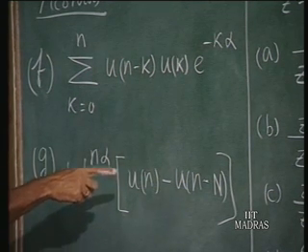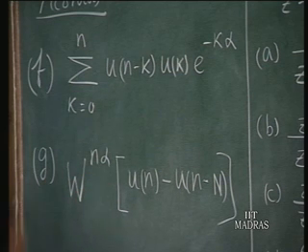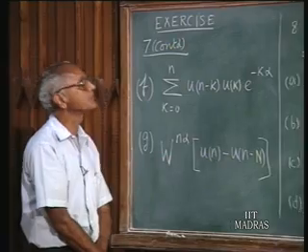Next, w raised to the power of n alpha multiplied by u[n] minus u[n minus capital N]. So this is a pulse function multiplied by w to the power of n alpha. Find out the Z transform of this.